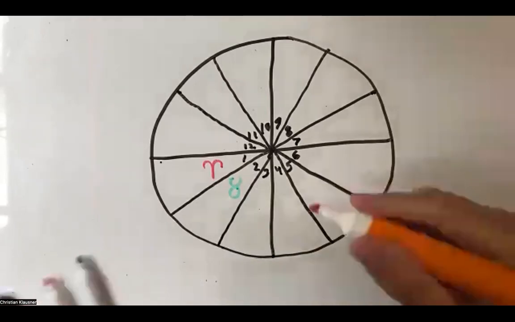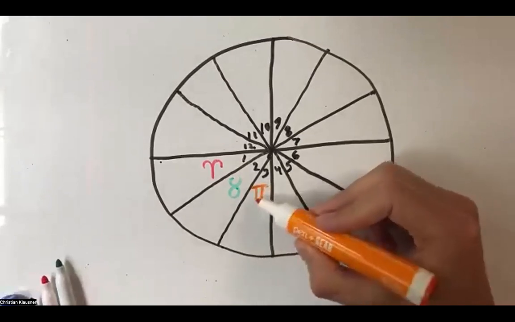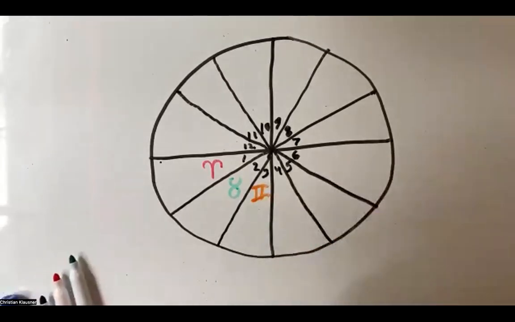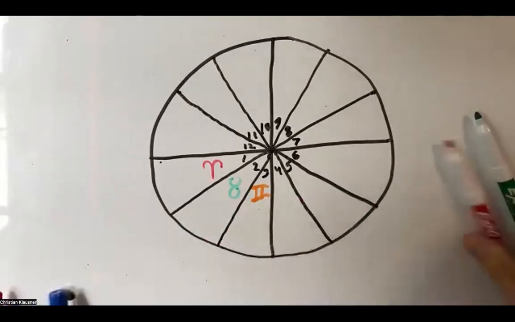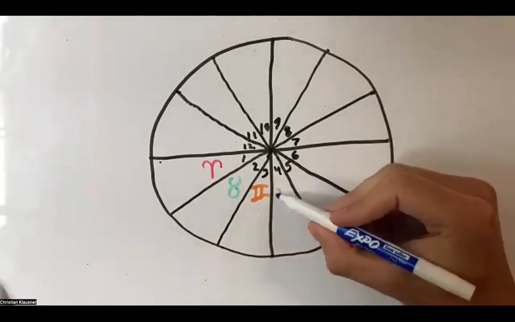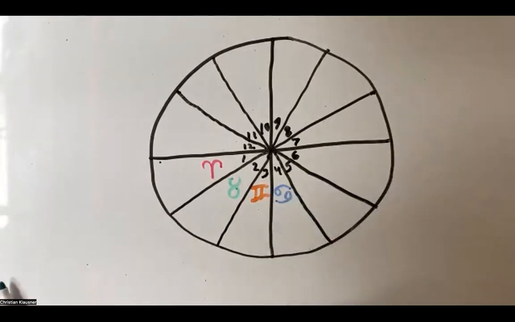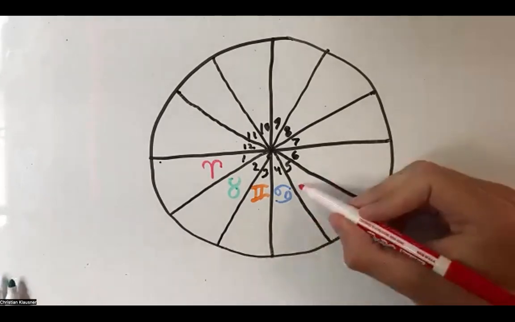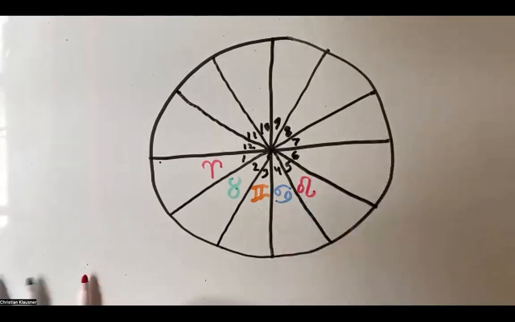Next we have Gemini. Okay. Look at them go. Next we have Cancer, the 4th sign. The sign of the home and family. The sign of the mother. Next we have Leo, the sign of the heart, the sign of joy and creativity.